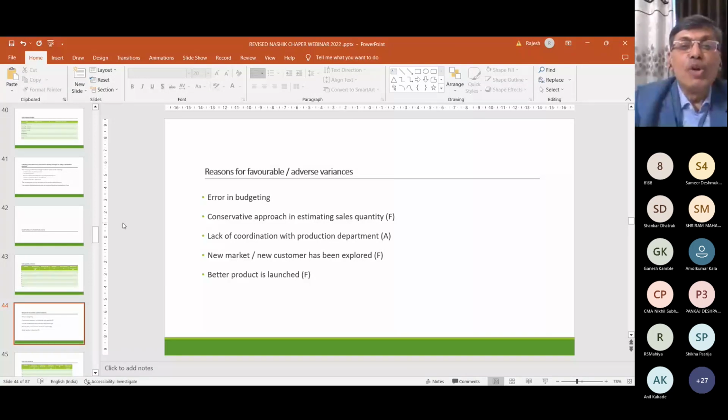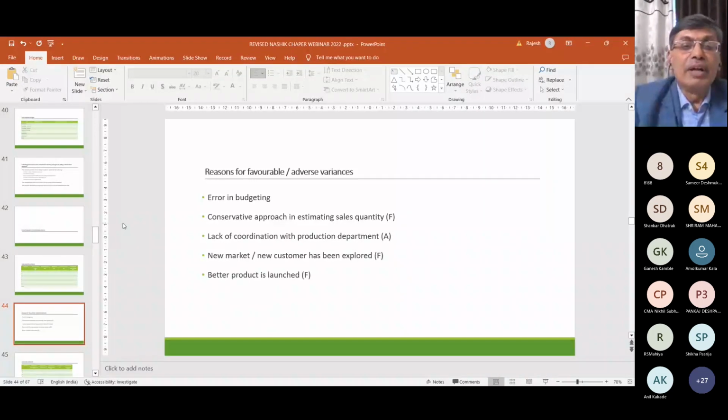Now the lack of coordination with the production department. Here it is adverse, but it is controllable. Controllable in the sense that because of the lack of coordination, the production department could produce a lesser quantity as compared to what was the market demand. So better coordination can be established with the production department. Here the adverse variance is controllable.